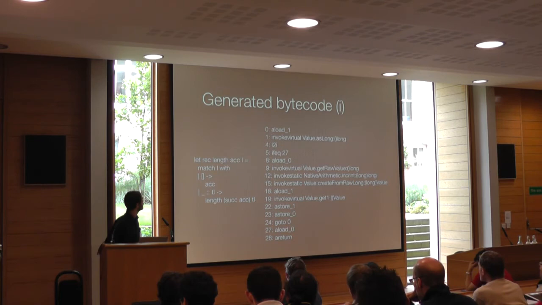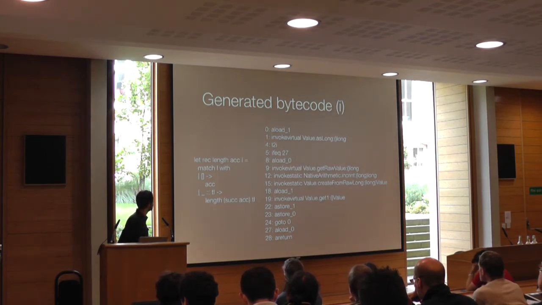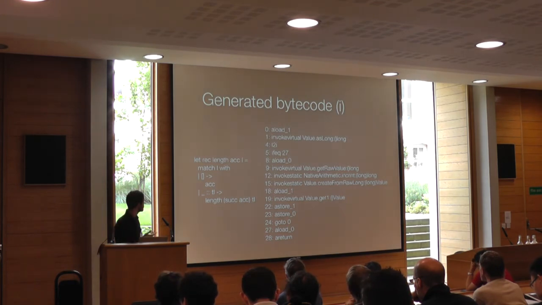Yes, I have some time to show you some generated data. On the left you have a very simple OCaml function computing the length of a list, and the resulting bytecode on the right. What is interesting about this example, as you will see, is that it provides an example of tail call recursion.